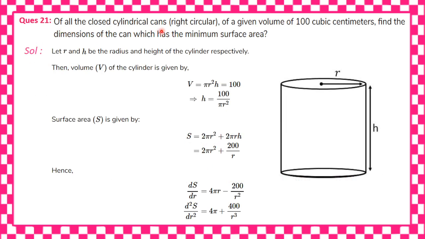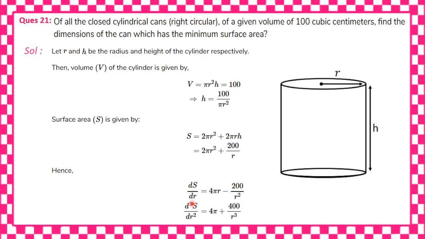21st. Of all closed cylindrical cans of a given volume of 100 cubic centimeter, volume is given as 100. So h is 100 upon pi r square. We have to find the dimensions such that the surface area is minimum. So surface area is 2 pi r square plus 2 pi r h. What is h? 100 upon pi r square. It means 200 upon r.